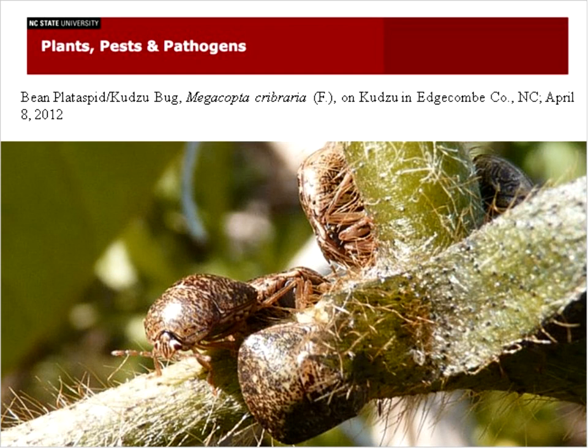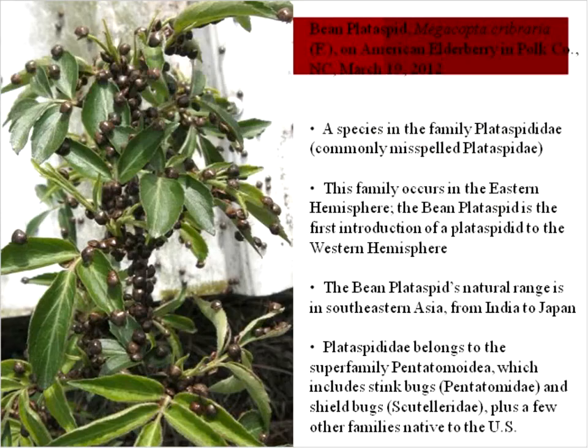But the bean plataspid, also known as the kudzu bug, has been showing up in the past month, and it's been out there in enormous numbers. People are finding it on all kinds of plants, and sometimes in huge numbers, and they've never seen this thing before. It has really only spread into North Carolina in the last couple of years. Here are some specimens on an American elderberry in Polk County, photographed last March.